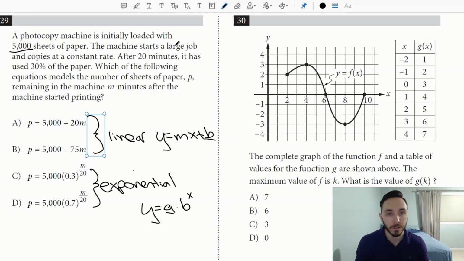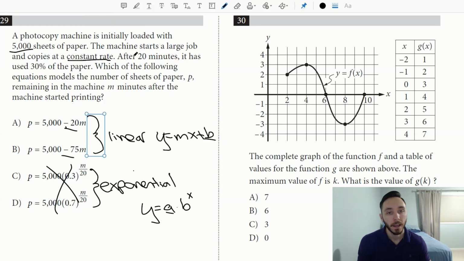The machine starts a large job and copies at a constant rate. Done. Half the work is already done for us. Constant rate, already off the bat. Just checking the answers there, we can eliminate C and D. These are gone. This is not exponential. We have a constant rate of change, which is linear. So we're already isolated to A and B. The secret question really is, is the slope negative 20 or is the slope negative 75?